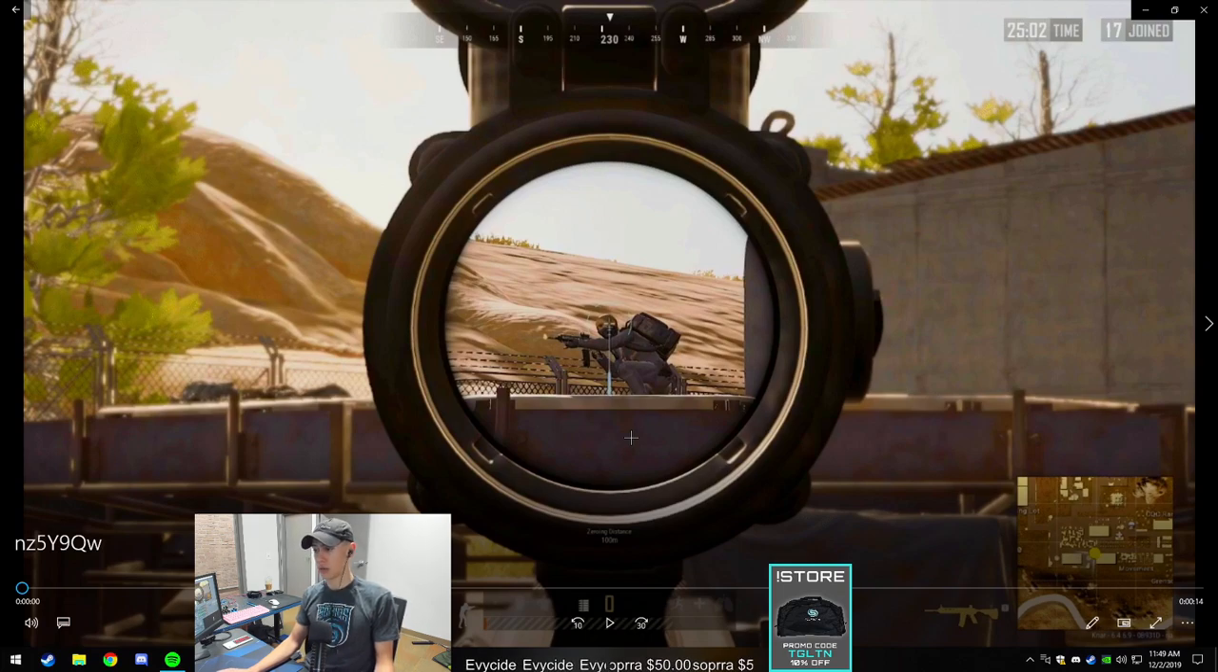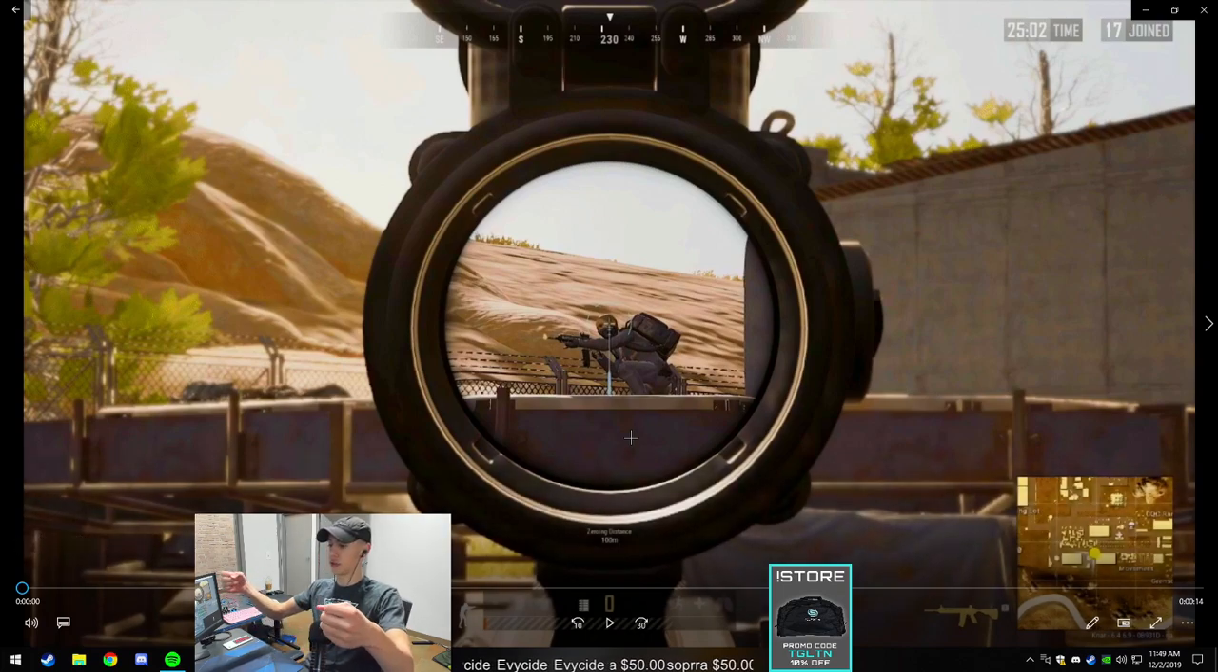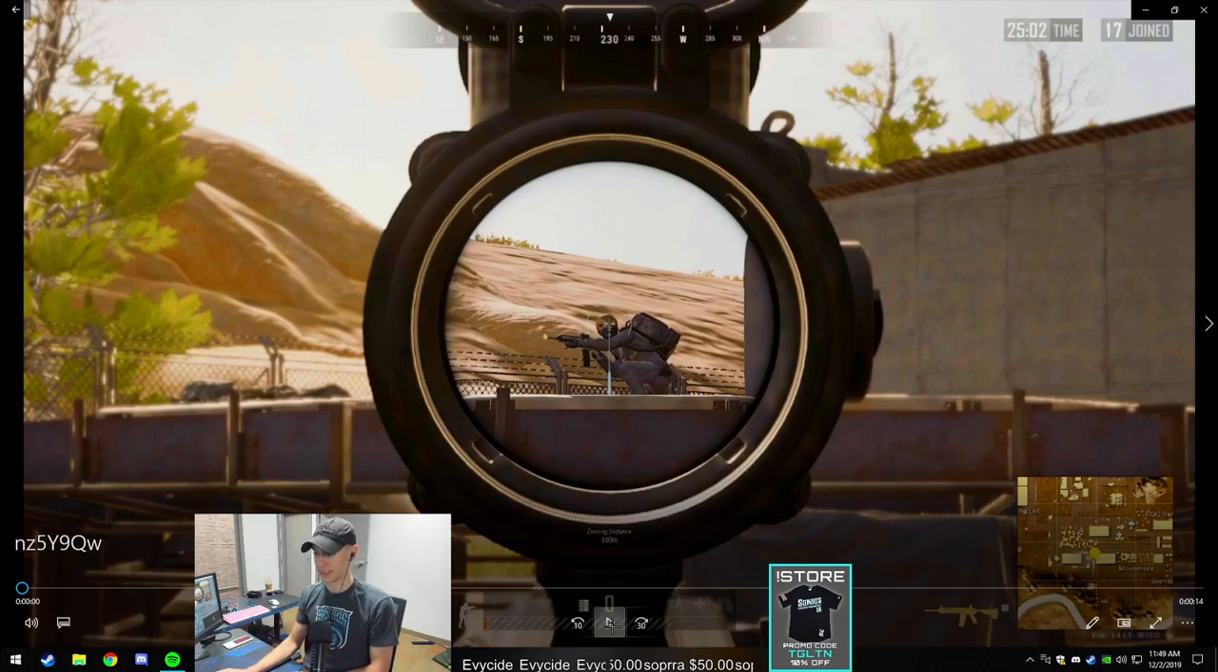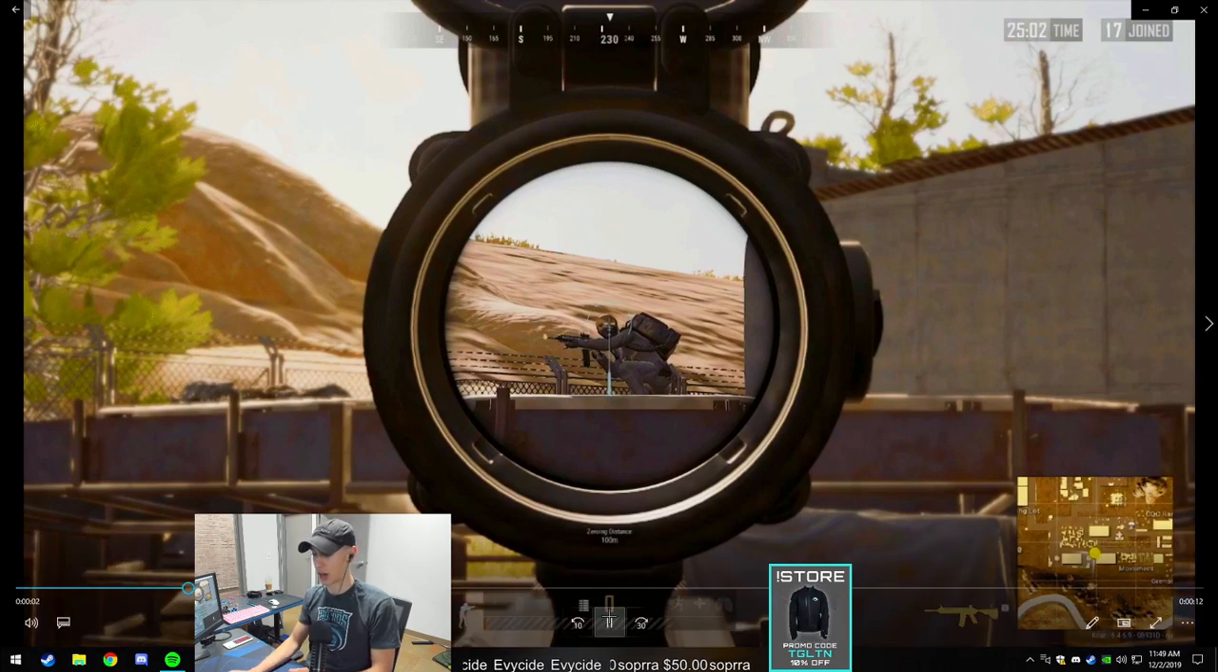In PUBG, when you change to stretch res, instead of reducing your horizontal FOV, it just increases your vertical FOV. So it still gives you the same relative effect, that your horizontal FOV is now lower than your vertical FOV, which is what happens in Counter-Strike, but it does it the other way around. It does it by adjusting the up and down.